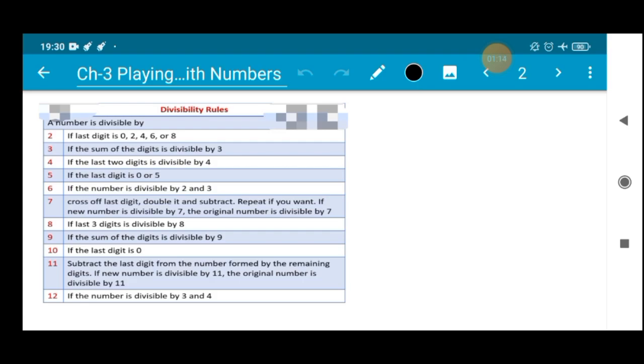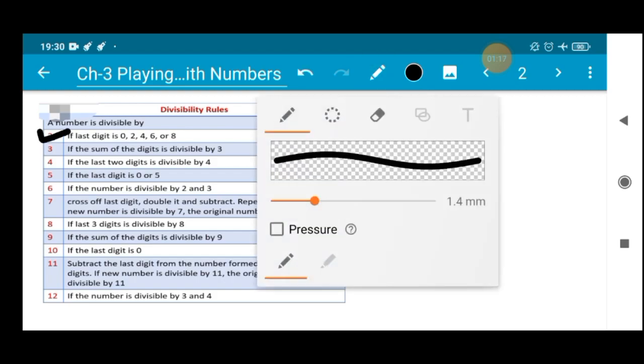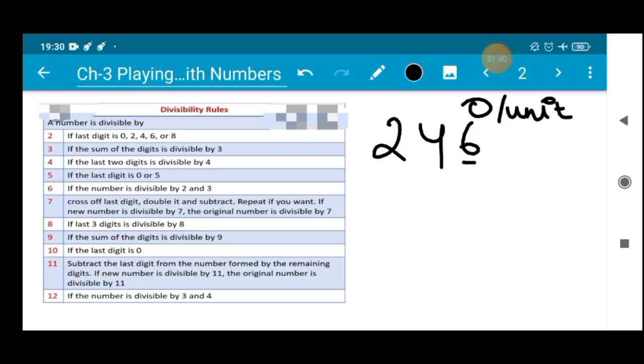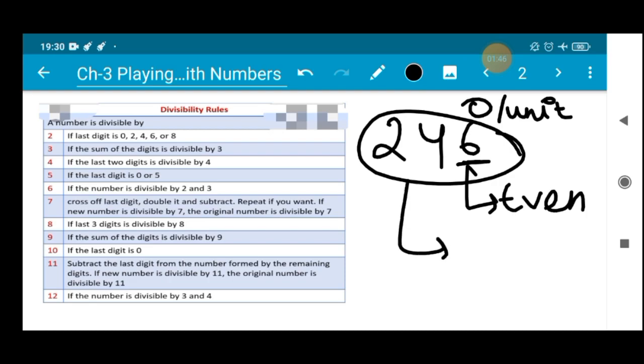So a number will be divisible by 2 if the last digit of the number is an even number. Say you have 2, 4, 6. You have to check whether this number can be divided by 2 or not. If the last digit, meaning the ones position or the unit position, contains an even number, then you can say yes, the whole number will be divisible by 2, because at the unit position you have got an even number.